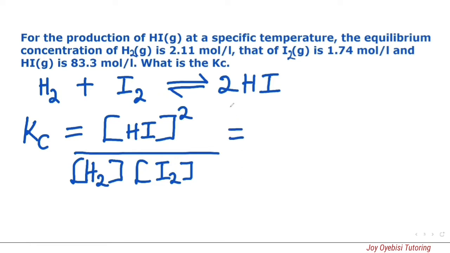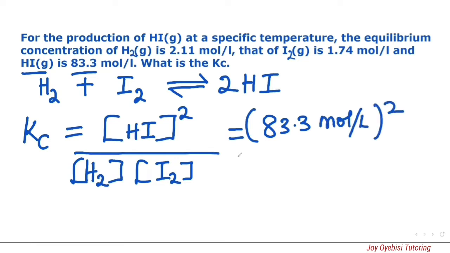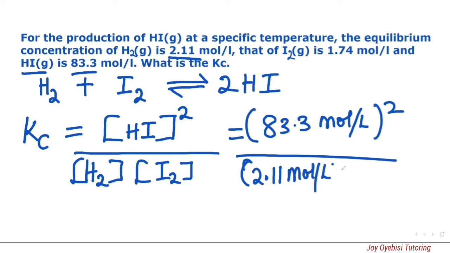The first one we have here is HI, which is 83.3 mole per liter squared. Okay. All over the H2, which is 2.11 mole per liter, multiplied by 1.74 mole per liter.